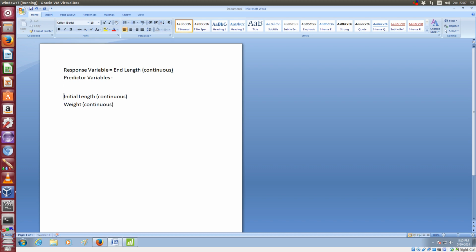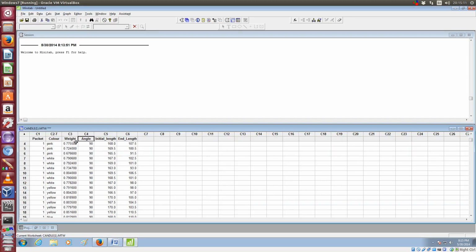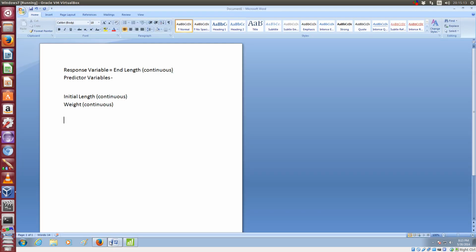So these are essentially our continuous. We'll have a look at our categoricals. So our categorical is angle, color, and packet. So all three are categorical.